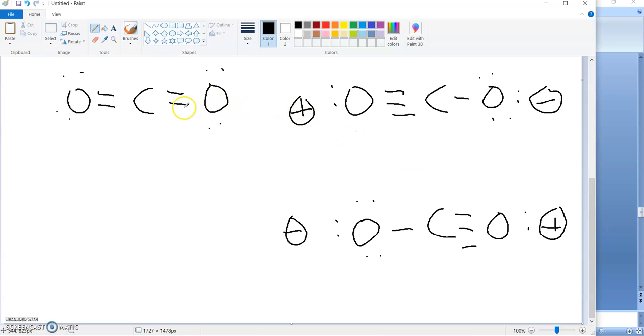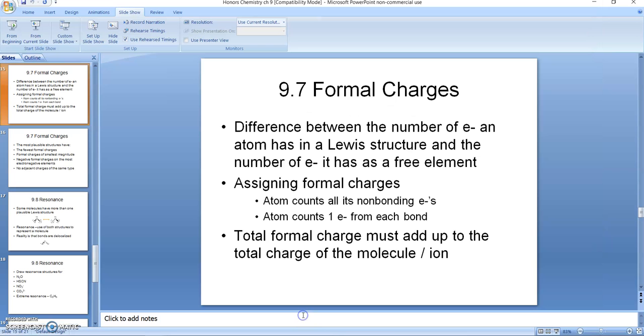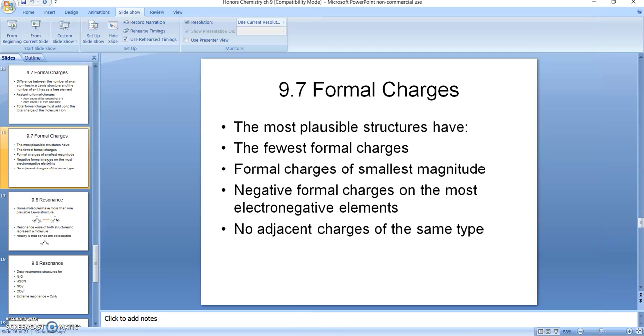The better the structure, the more it's going to contribute. The worse the structure, the less it's going to contribute. What would make a structure worse? We'll look at the list in a moment, but certainly having more formal charges. If I had another formal charge over here, that would make it even worse, and it would contribute less to the overall structure. So let's look at that list on the next slide and see what is the most plausible structure, which means which structure is the best one of the ones available to us.